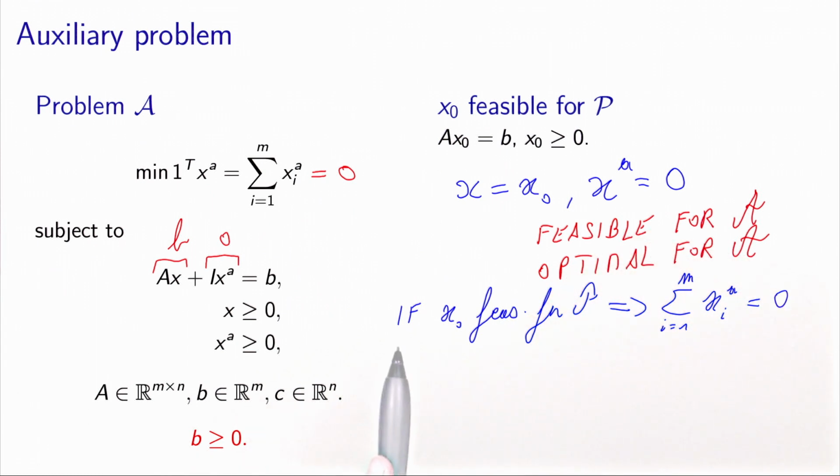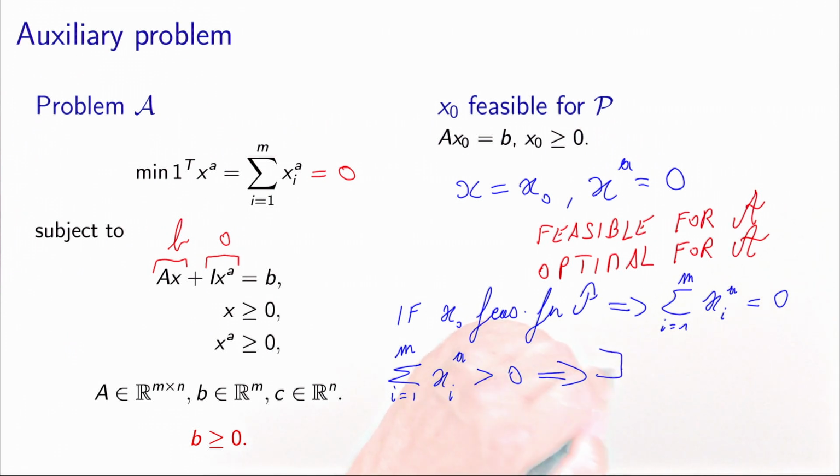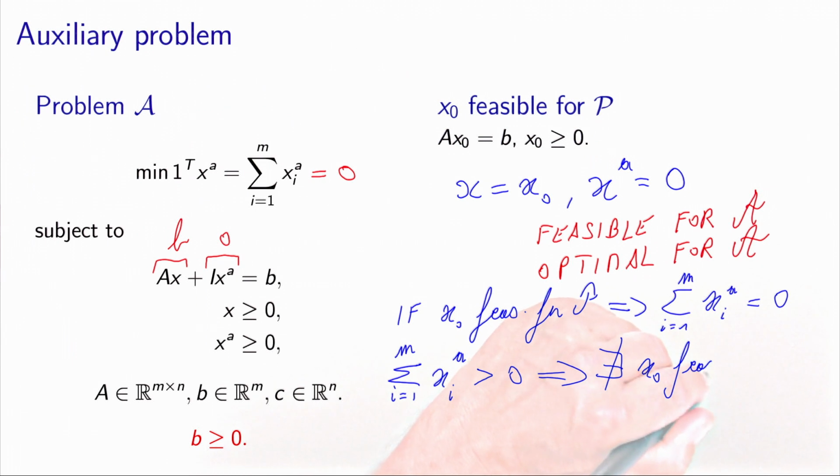In other words, if there exists a feasible solution for P, then there is a way to solve the auxiliary problem such that the objective function at the optimal solution is equal to 0. Now let's look at the contrapositive of this statement. If the objective function of the optimal solution of the auxiliary problem happens to be strictly positive, then it means that there is no x0 which is feasible for P. Great, so it means that the solution of this auxiliary problem will tell us a very useful information about feasible solutions of the original problem.